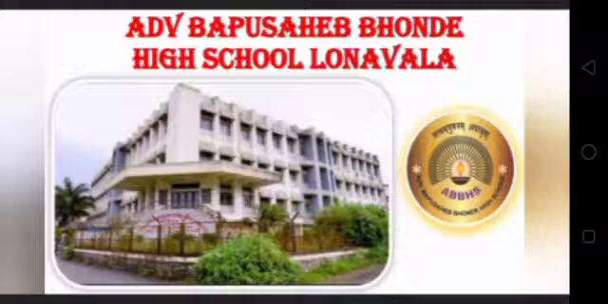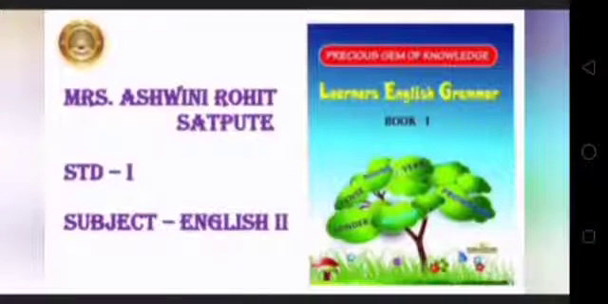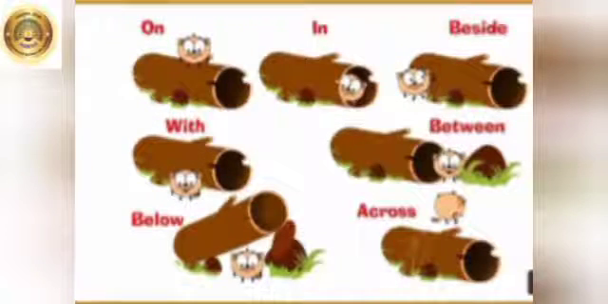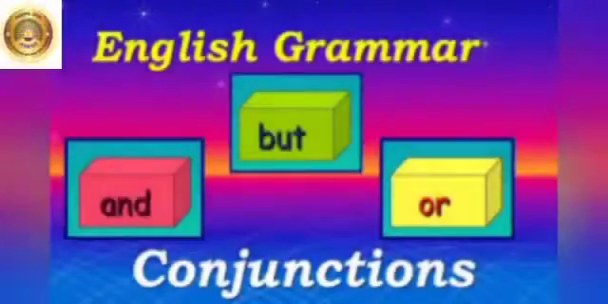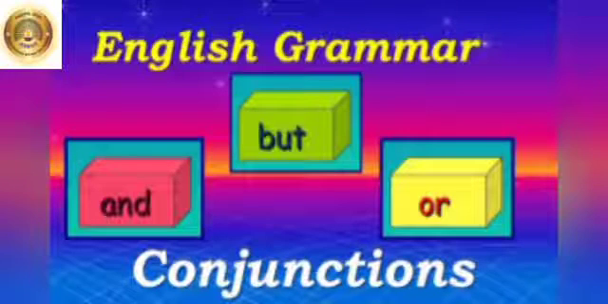Standard 1, Subject English 2, representing teacher Mrs. Ashwini Satpute. In our last video, we had learned about prepositions. A word which shows the relation between two nouns in a sentence is called a preposition. In today's session, we are going to learn conjunctions. Lesson number 21, Conjunctions, page number 49.